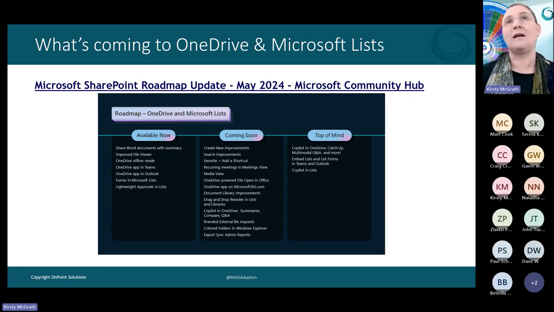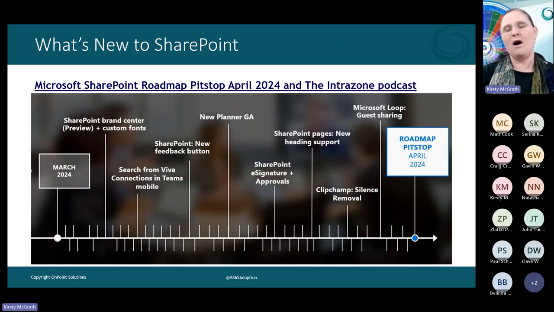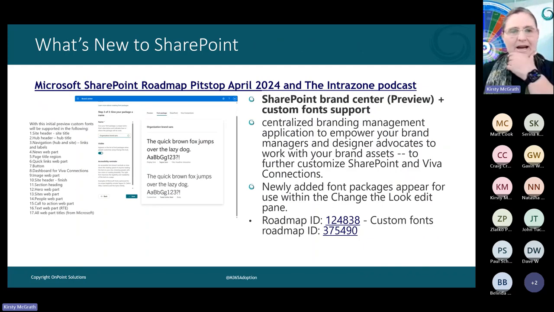So once we see Copilot come into SharePoint, of course, we're going to see Copilot come into Lists down the track. Okay, and being able to embed Lists and Forms into Teams and Outlook. Ooh, I'm liking that one. Okay. So what is new based on some of that? What's coming? Let's have a look.